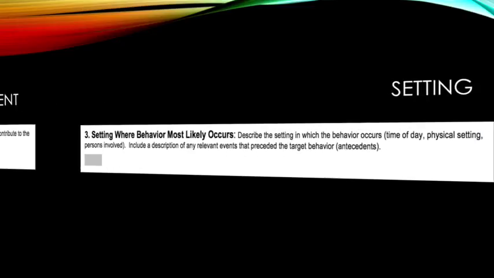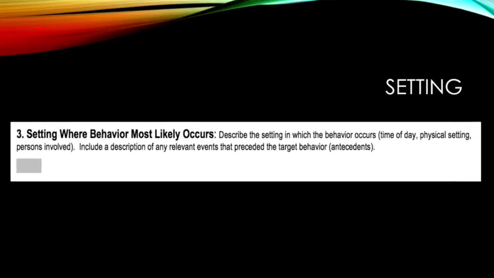Once we've determined the antecedent, we want to look at where the behavior most likely occurs. You can see from my story in the beginning with Mo, setting was a huge impact for her. We had multiple behaviors in school. However, at camp, those were extinguished, at least in her relationship with me. So we want to look at the physical setting, people involved, another area of the time of day, and include a description of any relevant events that usually happen prior to.